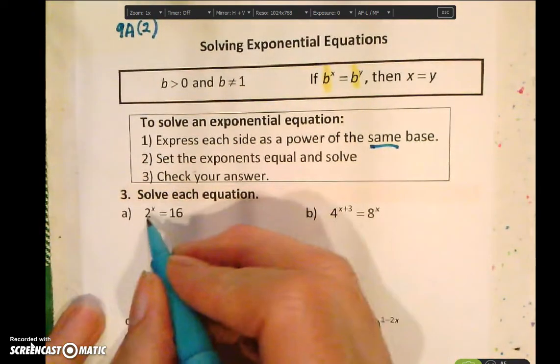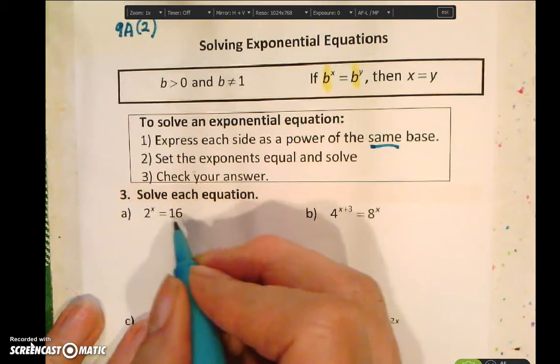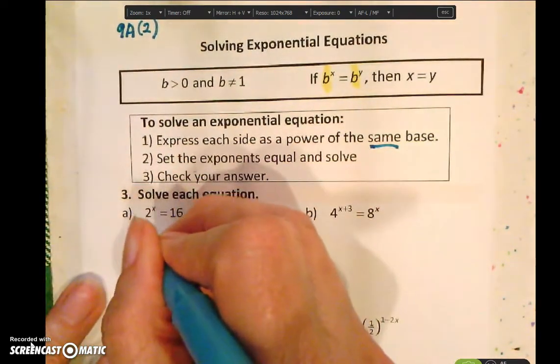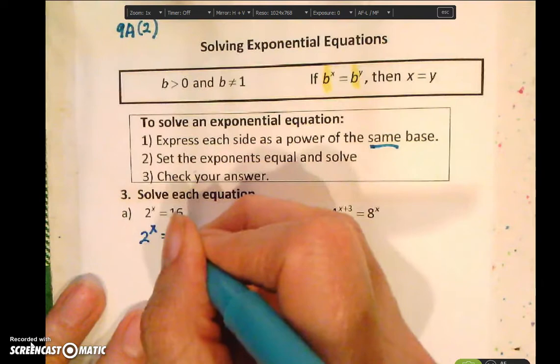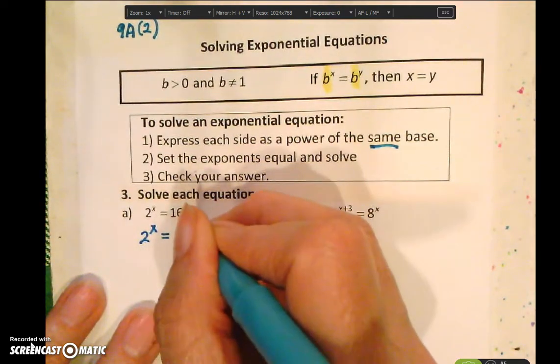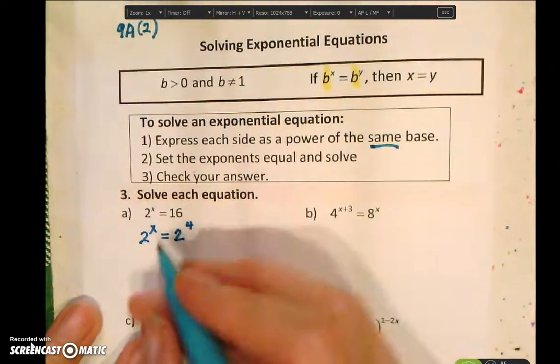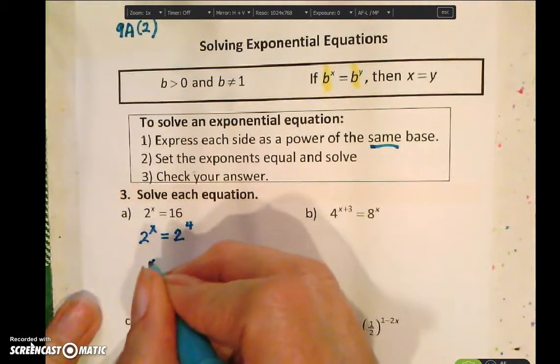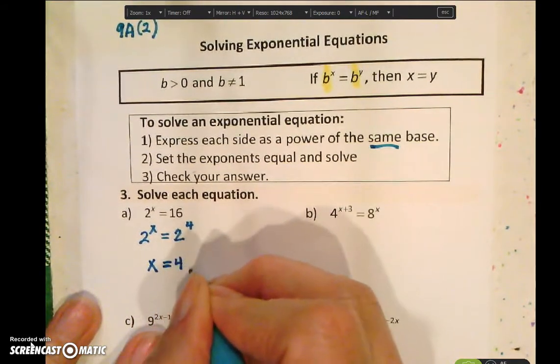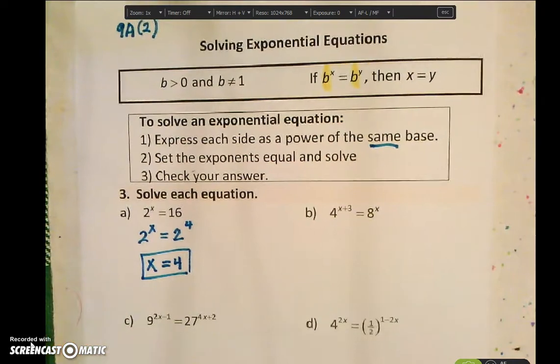All right, so here I have 2 to the x is equal to 16, different bases. So what I'm going to do is rewrite 16 as 2 to the 4th power. And then I have the same base, so I can say that x is equal to 4.